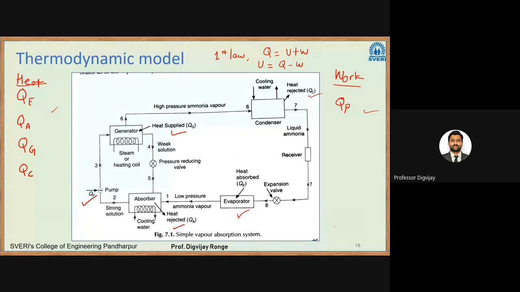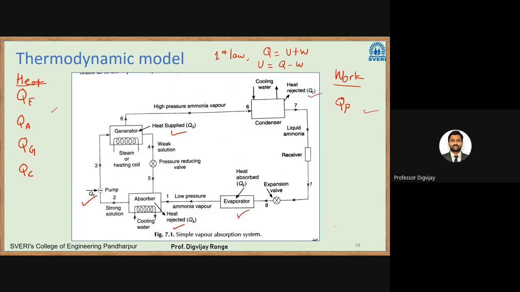Okay, I have one answer given by Rohit. That is U is equal to QE, then minus QA. QE will be positive, yes. QG will be positive, yes. Minus QC, that will be negative. Minus QP. You are very close to the answer, I can say 99% close to the answer.